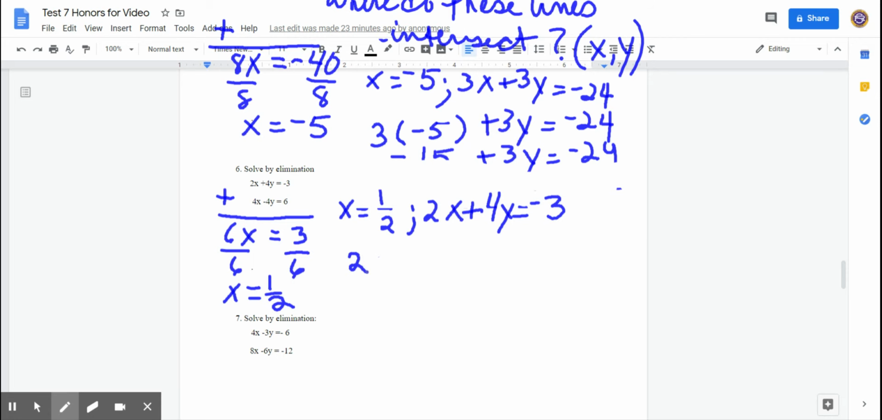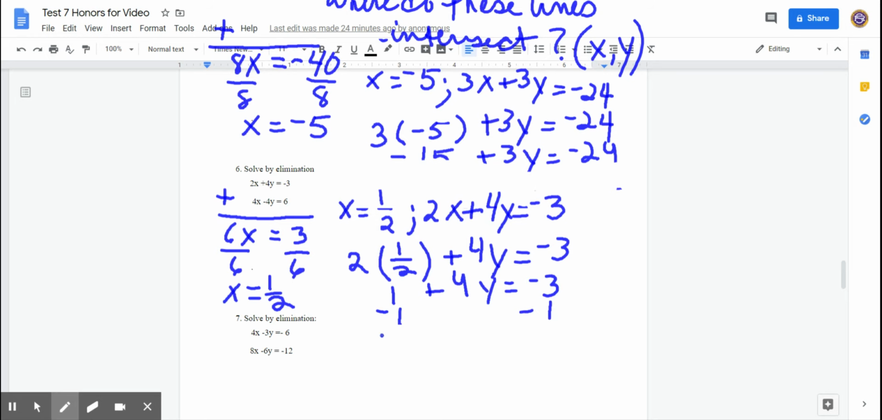So 2 times x, which is 1/2, plus 4y equals -3. That's 1 plus 4y equals -3. Subtract 1 from both sides, and 4y equals -4. Divide both sides by 4, and y equals -1.